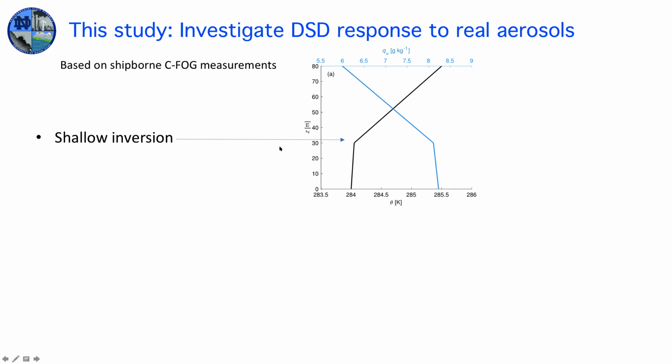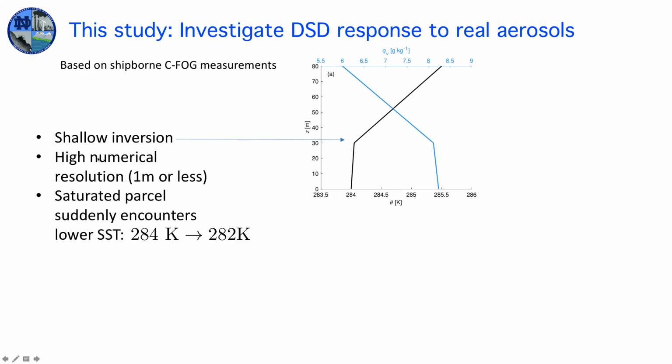So we set it up with a shallow inversion. This is the water vapor mixing ratio. This is the potential temperature, with a shallow inversion at 30 meters. And this is inspired by some of the measurements taken from the ship, from some of the soundings. We use very high numerical resolution, at 1 meter or less throughout the domain, because this has been seen to be critical for actually getting the turbulent transport of the fog right.